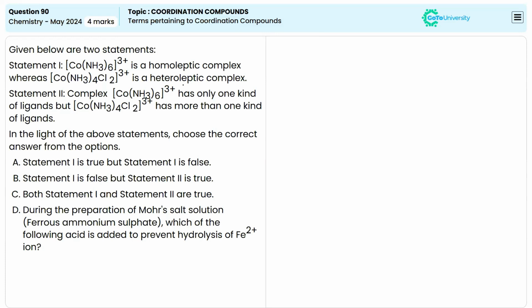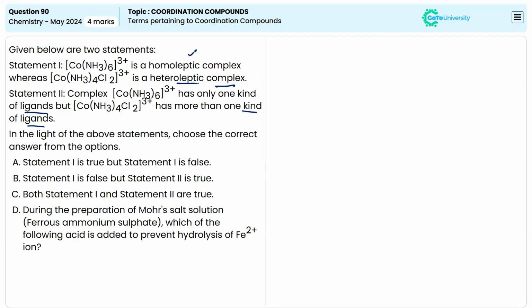[Co(NH3)4]Cl2 is a heteroleptic complex. And the second statement is [Co(NH3)6]3+ has only one kind of ligand and the other one has more than one kind of ligands. Okay, so let us analyze the statements first. Fine. So the first one, that is [Co(NH3)6]3+, is a homoleptic complex.